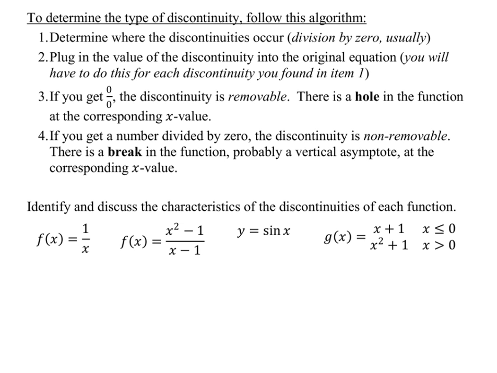Plug in the value of the discontinuity into the original equation. You'll have to do this for every discontinuity you found. So if you found 6 discontinuities, you're going to have to plug all 6 of those in, because some might be removable, some might not be removable. If you get 0 over 0, the discontinuity is removable, like we learned in the last section, which means that there's a hole.